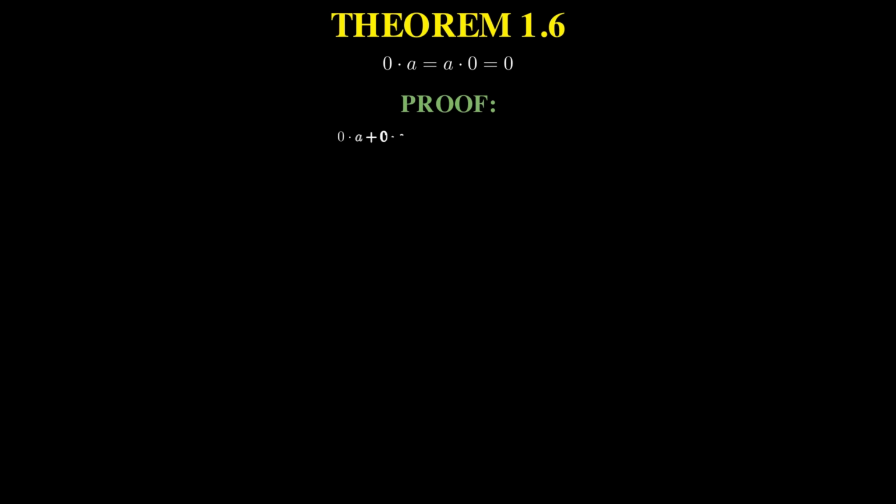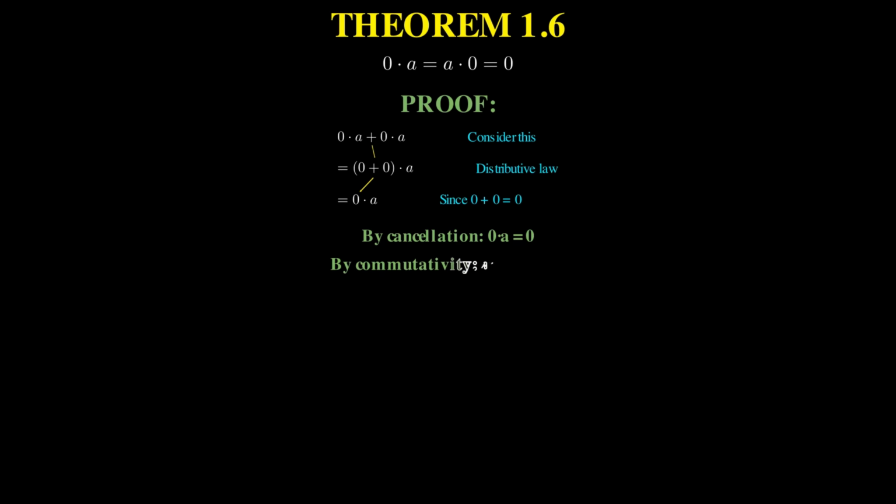Theorem 1.6: 0 times a equals a times 0 equals 0. Proof. Consider 0 times a plus 0 times a. By the distributive property, this equals (0 plus 0) times a. Since 0 plus 0 equals 0, this becomes 0 times a. By the cancellation law, we conclude that 0 times a equals 0. By commutativity, we also have a times 0 equals 0 times a equals 0.